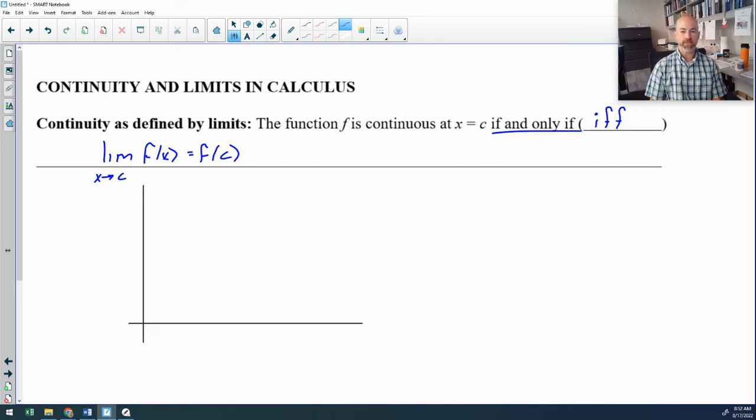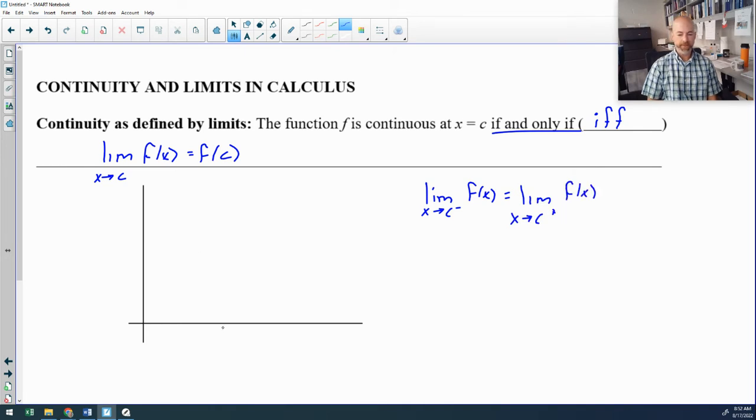So if you're asked to justify or prove that a function is continuous in calculus, this is what we will do. So let's look at it graphically and explain what that means. First, if the limit exists, that means that the limit as x approaches c from the left of f of x must equal the limit as x approaches c from the right of f of x. That just means as I come from the left and I come from the right, we have to be going towards that same spot.